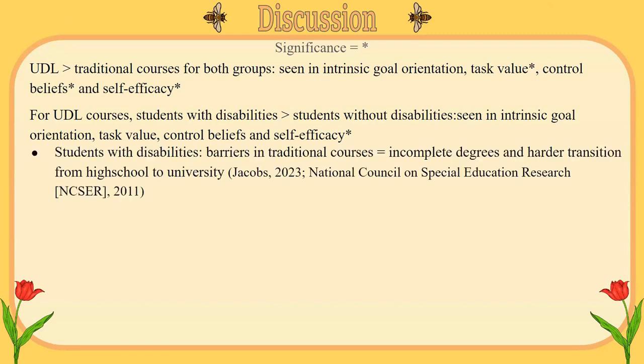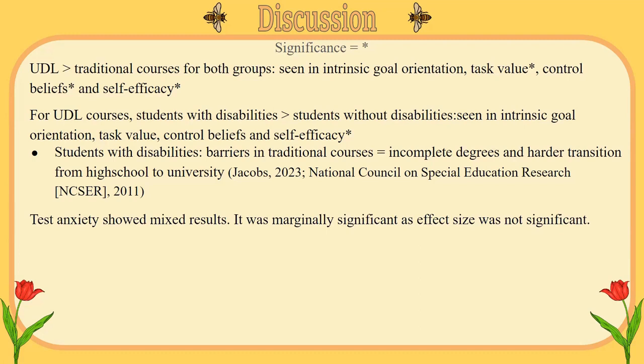The reason why students with disabilities had lower self-efficacy for traditional courses may be because they face barriers in receiving accommodations. Consequently, this has led to a higher chance of incomplete degrees and a harder transition from high school to university. Due to the accessibility of UDL, students with disabilities were more likely to believe that they were capable of completing UDL courses successfully, thus a higher self-efficacy score for UDL.